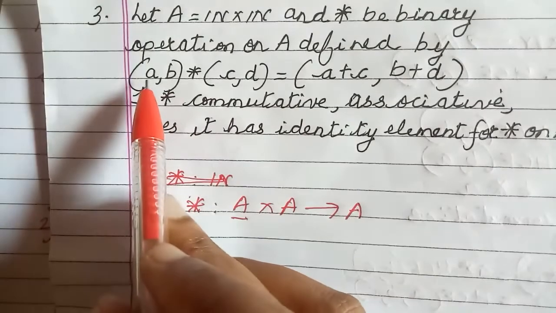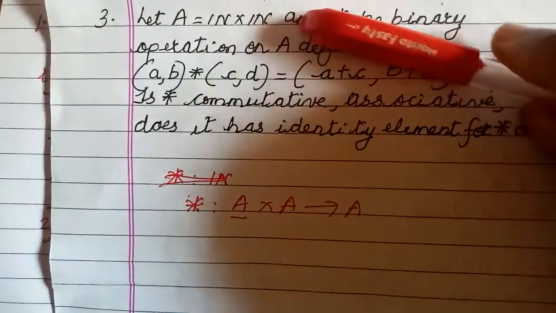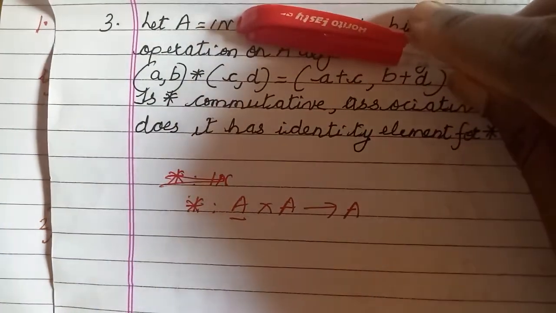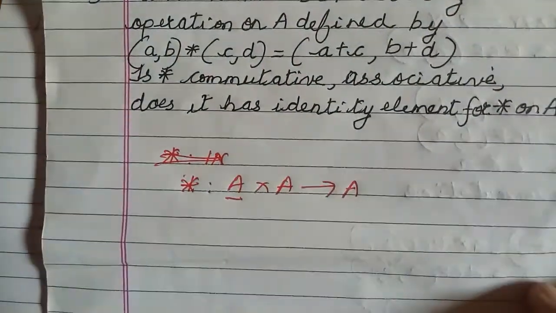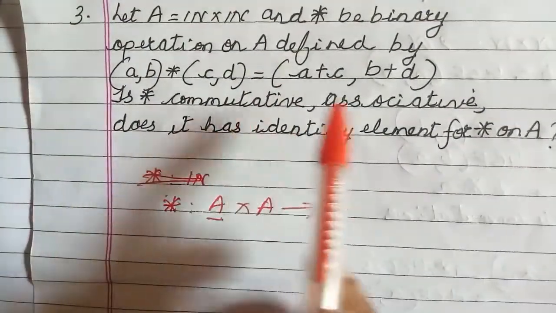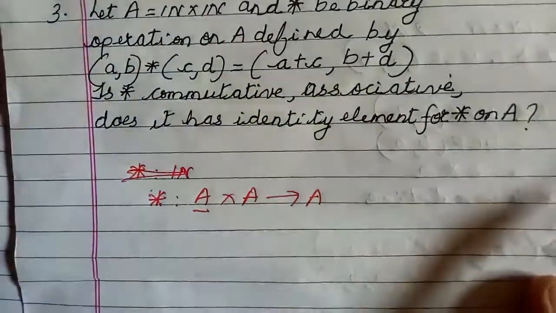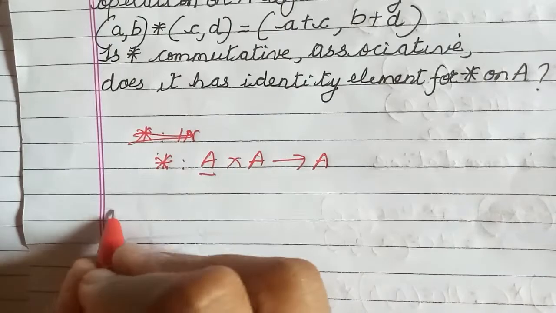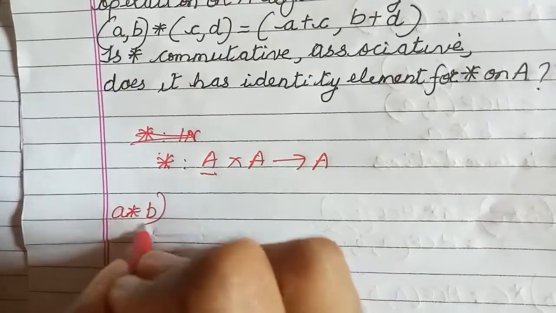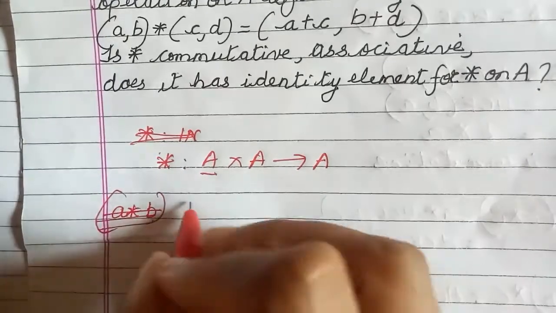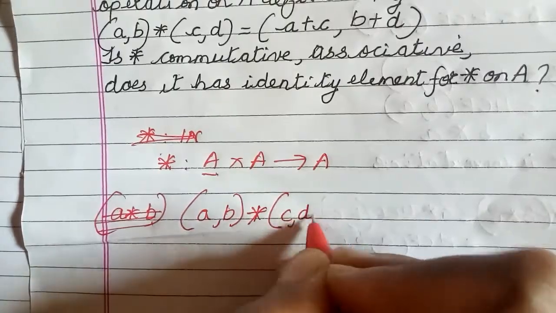So that's why here the elements will appear as (a, b) star (c, d), whereas in other cases you used to have only one N, so you used to have A star B. Is that clear? So we have to check whether it is again commutative, associative and has an identity for this set N cross N. So let us solve, we know the usual way. We have to start here with (a, b) star (c, d).